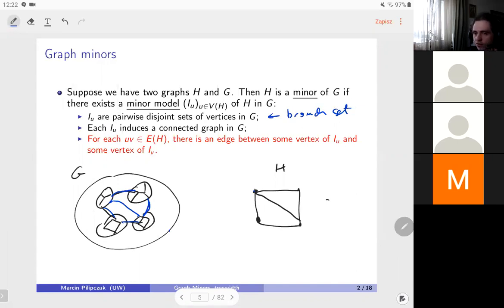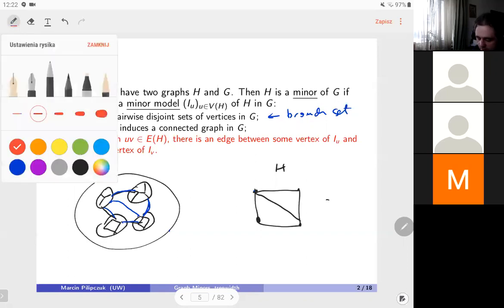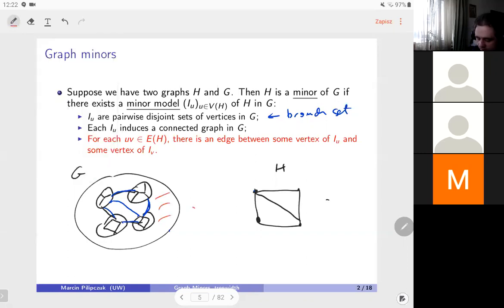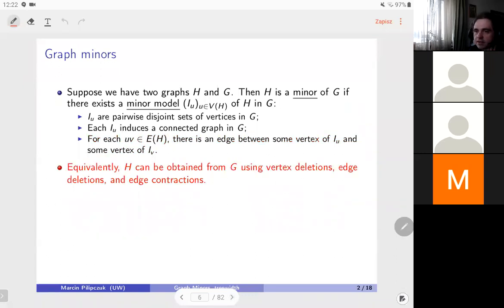But you can also think about it in terms of operations. If you look at this graph G, you can discard everything outside the branch sets, contract the edges inside these branch sets, and obtain graph H. So you can alternatively say that a graph is a minor of another graph if you can turn the larger graph into the smaller graph by deleting stuff. You can delete edges and vertices, and you can contract edges.